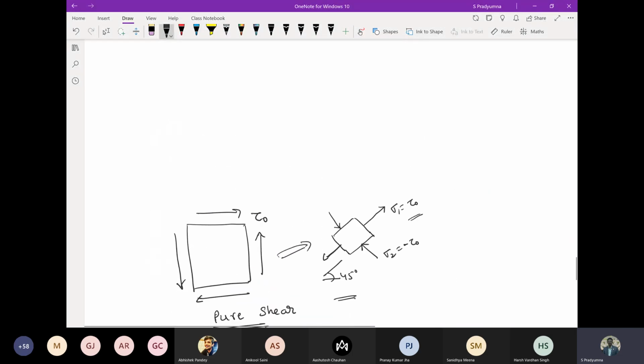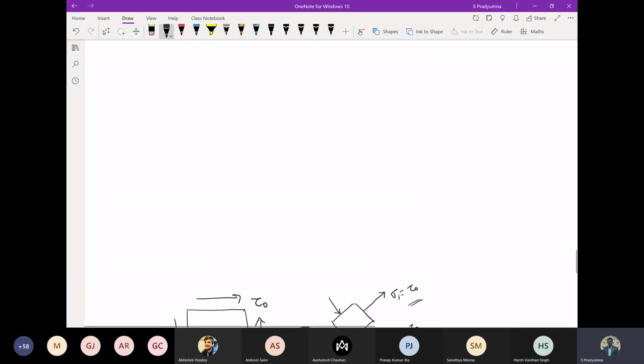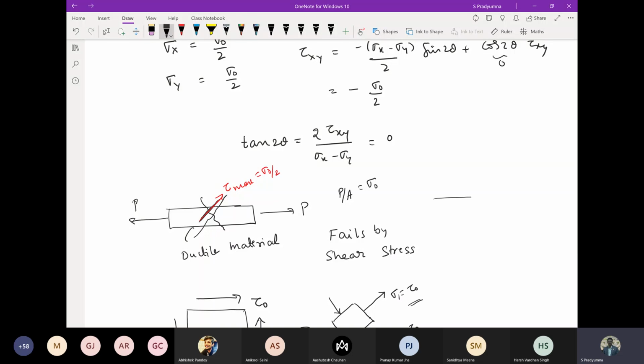Now the same thing if I take a ductile material and apply the torque. Any ductile material fails perpendicular to the longitudinal direction. So what do you conclude if it is failing at 90 degrees? That means it is failing by shear stress.